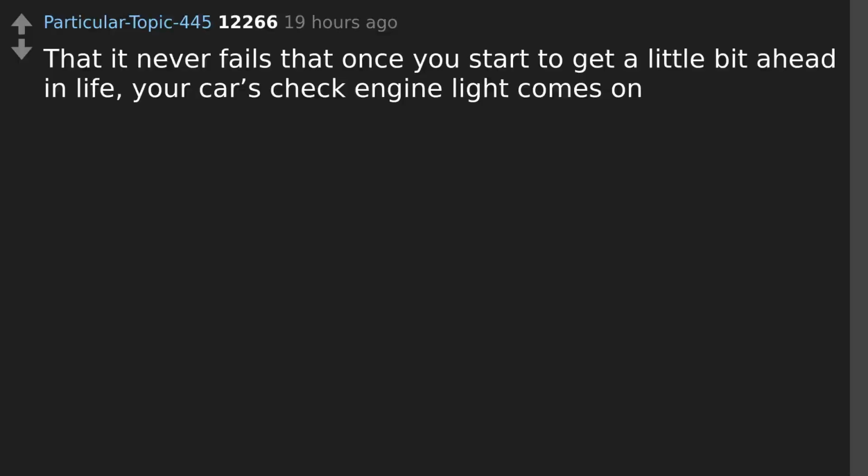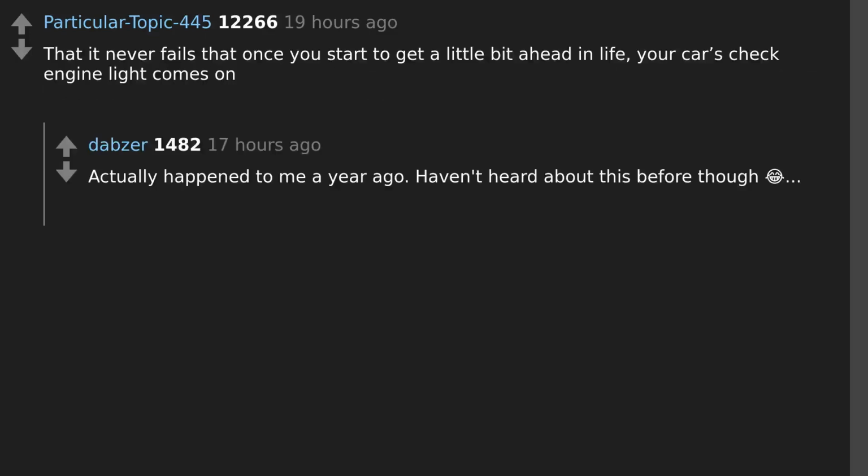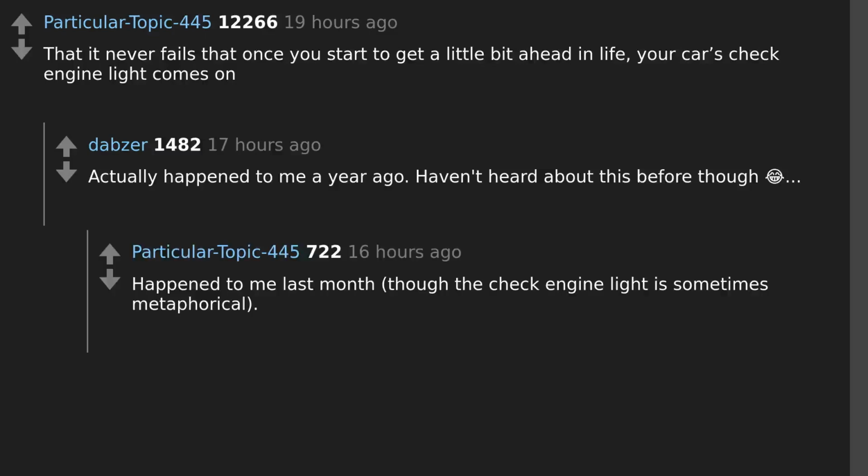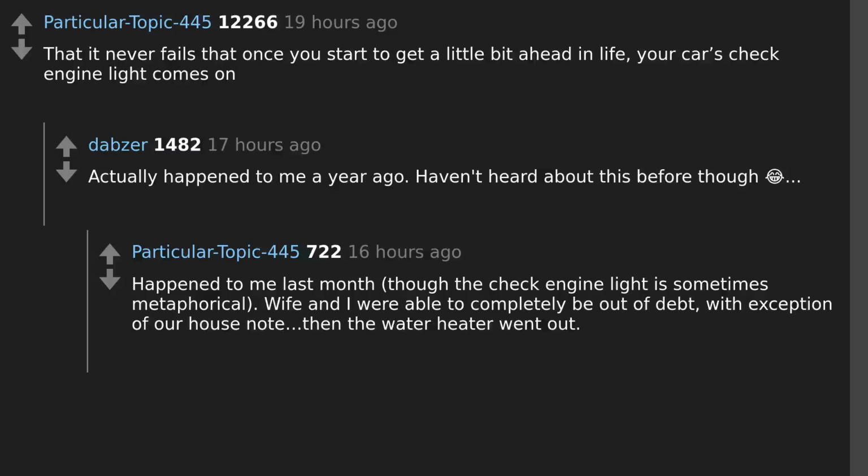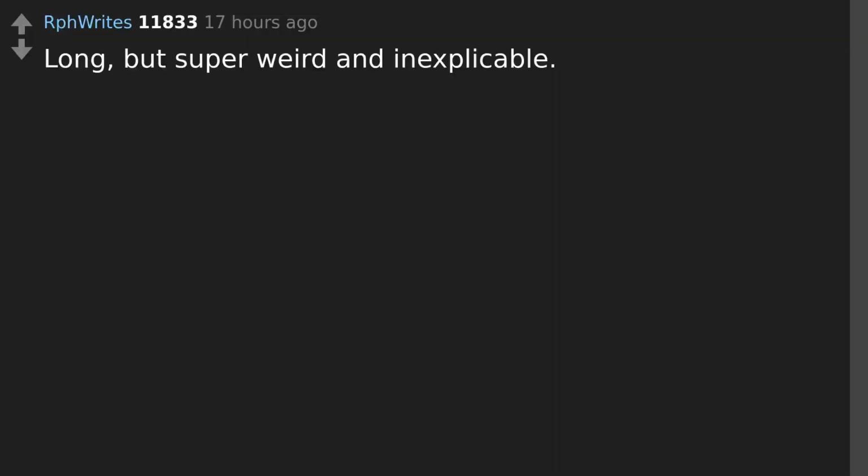That it never fails that once you start to get a little bit ahead in life, your car's check engine light comes on. Actually happened to me a year ago. Haven't heard about this before though. Tears of joy. Happened to me last month, though the check engine light is sometimes metaphorical. Wife and I were able to completely be out of debt, with exception of our house note. Then the water heater went out. Long, but super weird and inexplicable.